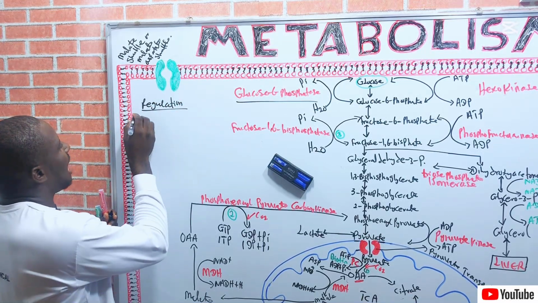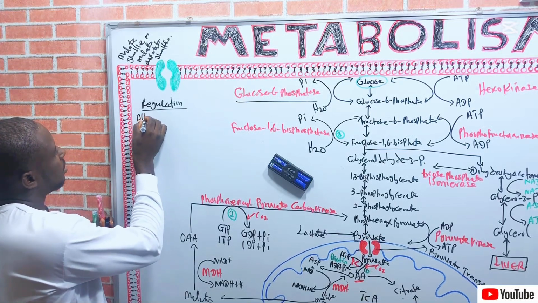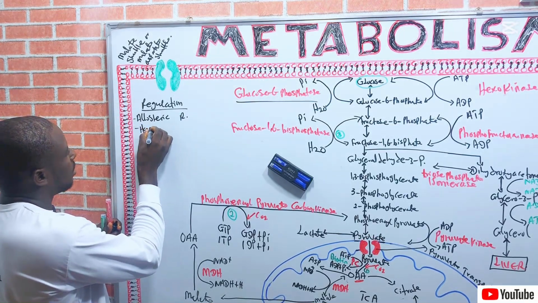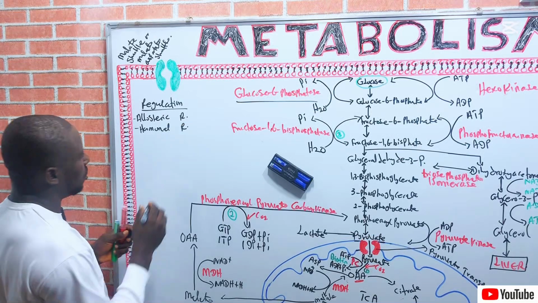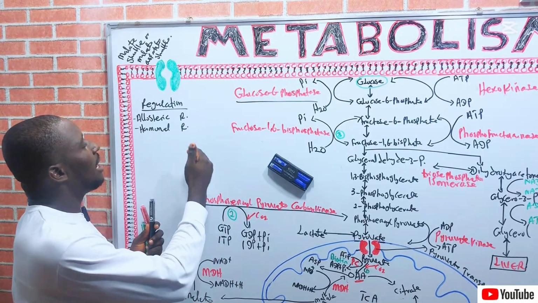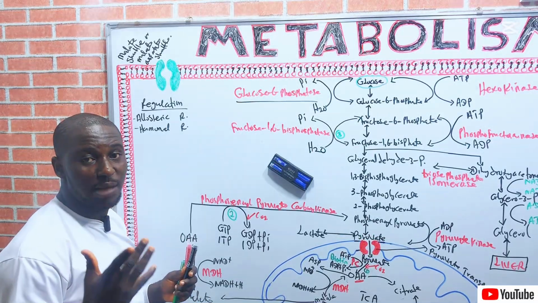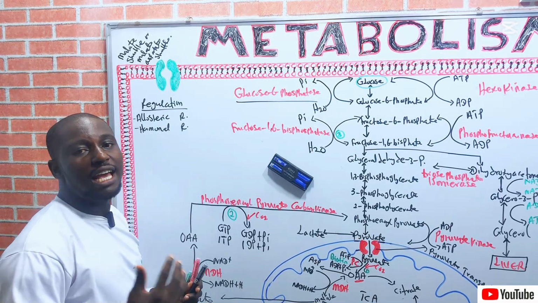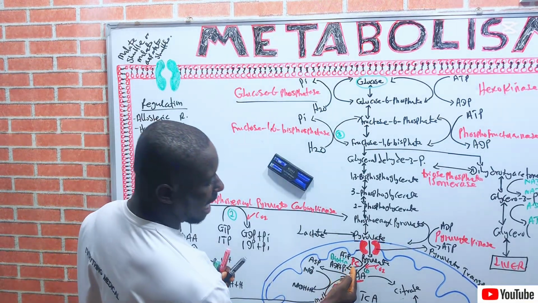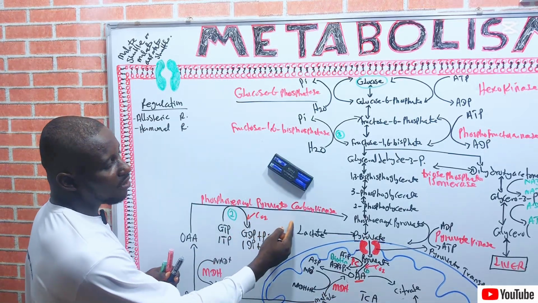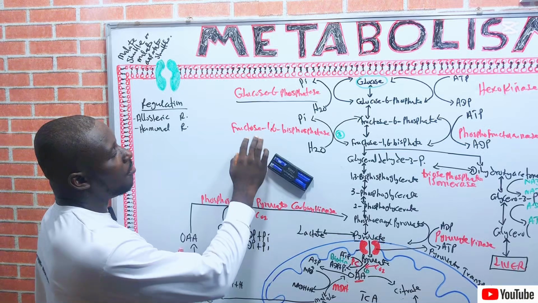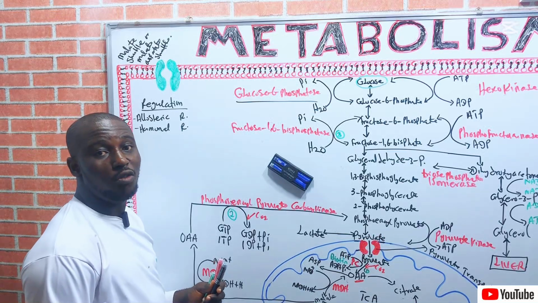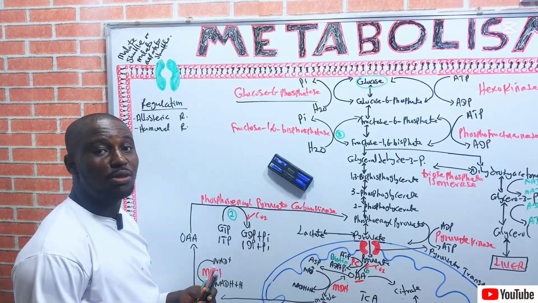Regulation. We have allosteric regulation and hormonal regulation. Now watch. When we talk about allosteric regulation, we refer to the key enzymes of gluconeogenesis. You have to understand that the 4 key enzymes of gluconeogenesis include pyruvate carboxylase, phosphoenolpyruvate carboxykinase, fructose 1,6-bisphosphatase, and glucose phosphatase. These are the 4 key enzymes which act on the 4 key steps of gluconeogenesis, right?